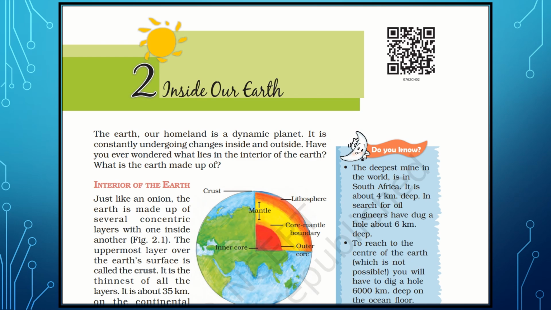It is our homeland, right? It is a dynamic planet. What is dynamic? Dynamic is undergoing changes. The meaning of the word dynamic is nothing but undergoing changes inside and outside. We are talking about the earth, so it is constantly undergoing changes inside and outside.